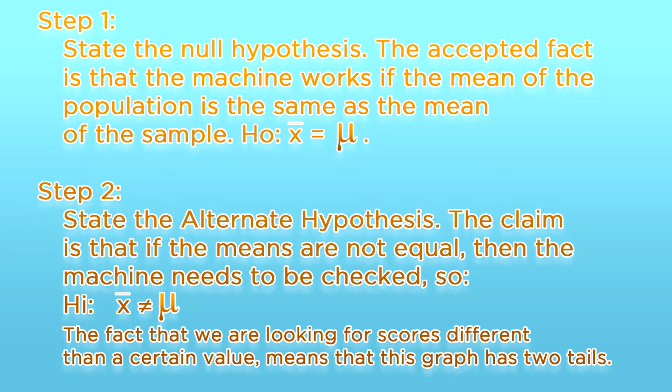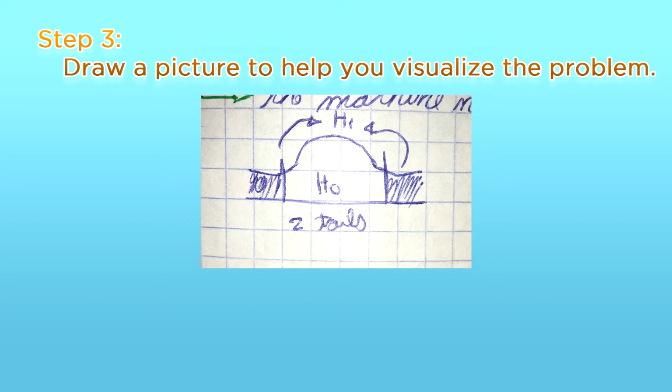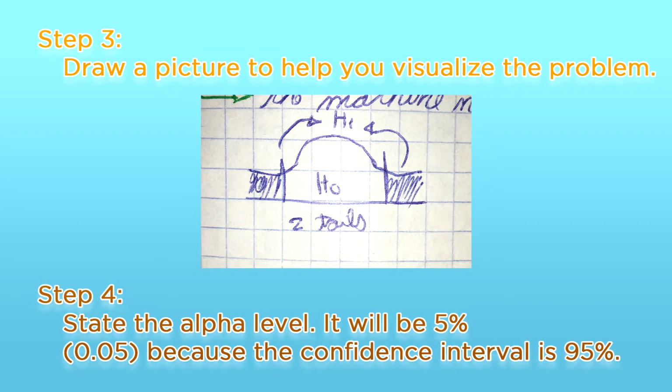So the fact that we are looking for scores different than a certain value means that this graph has 2 tails. Okay, so it's not like a value is bigger than the other. We're looking for a value that is different, so that means that it will have 2 tails. Step 3 is to draw a picture to help you visualize the problem. Step 4 is to state the alpha level, which will be 5% because the confidence interval is 95%. So we're going to do 1 minus 0.95, which is equal to 0.05, which is 5% of the alpha level.